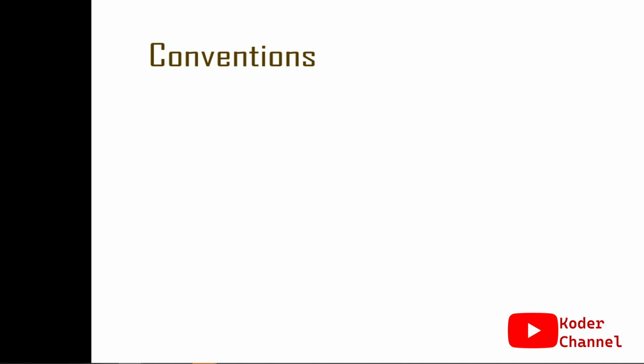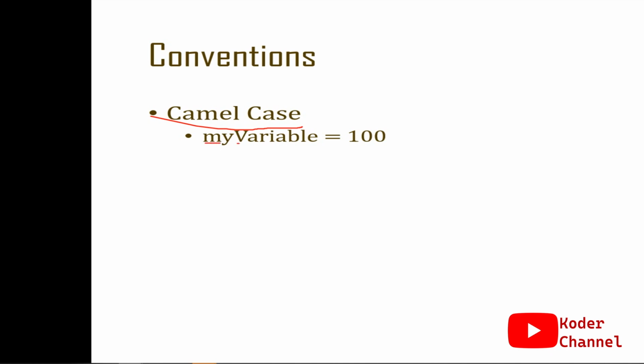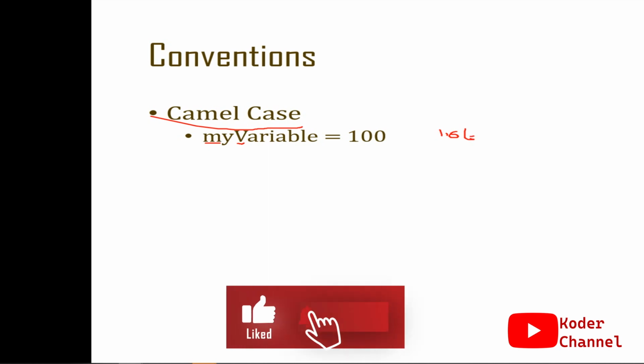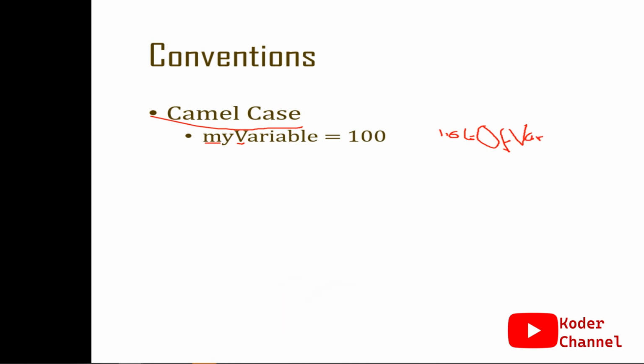There are actually two conventions when naming. The first is camel case. Camel case is where the first letter is lowercase, but every following word starts with uppercase. For example, myVariable equals 100. Another example is listOfVar. That is camel case. Another option is snake case, where you use underscores. Pardon my capital here; what I should have done is write everything in lowercase, with words separated by an underscore.